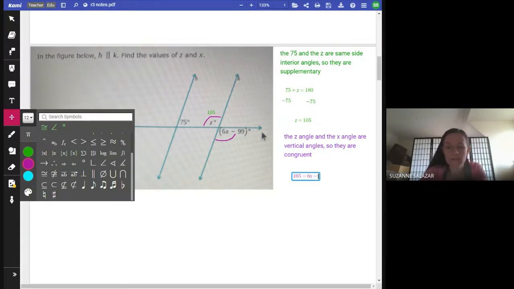So 105 equals 6x minus 99. I've got a two-step equation. I want to solve, so I want to get x by itself. That means I need to cancel out the 6 and I need to cancel out the 99. Visually, you're doing reverse order of operations, but I think it's easier to think of it as I want to get rid of the stuff that's farthest away from x. So I want to get rid of the 99 first. So I'm going to add 99 to both sides of my equation.